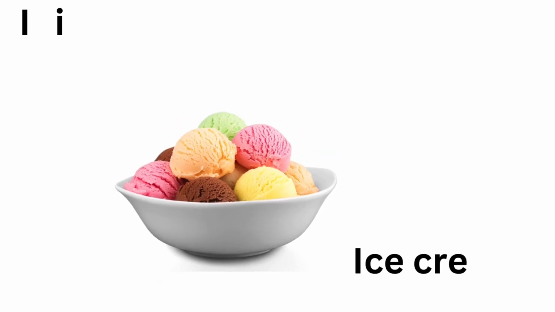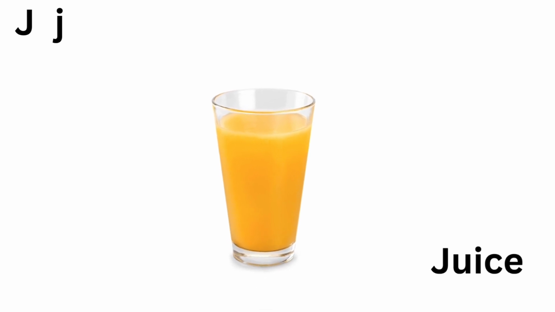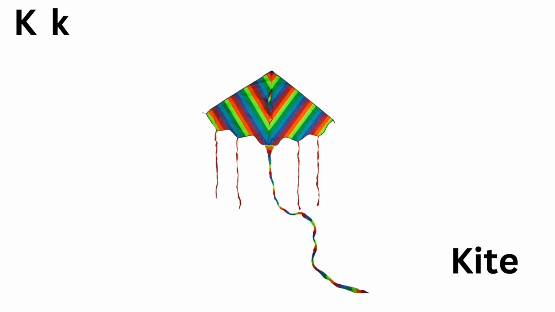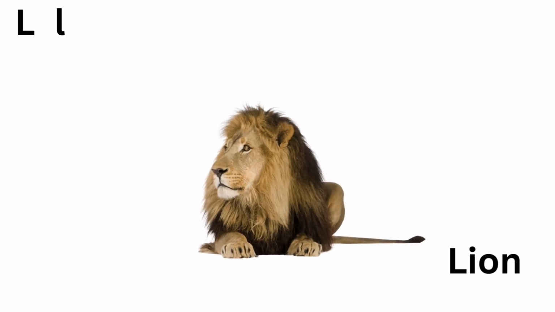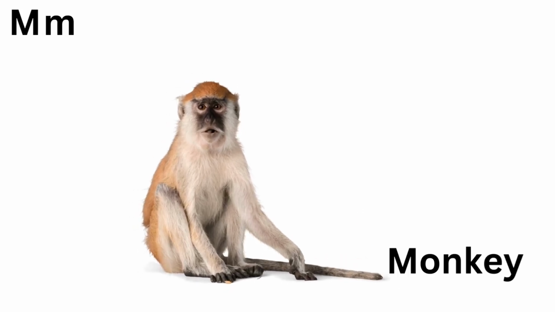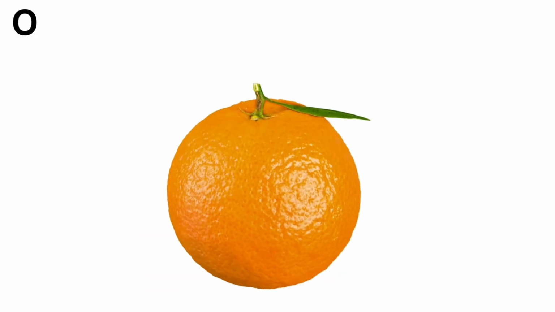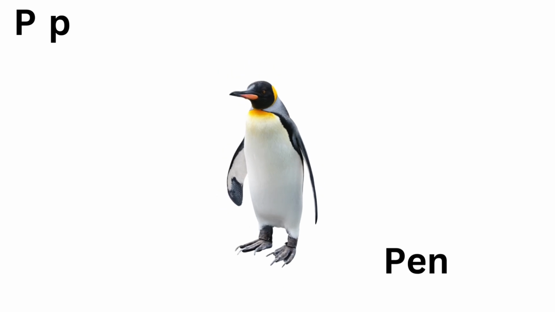I, ice cream. J, juice. K, kite. L, lion. M, monkey. N, nest. O, orange. P, penguin.